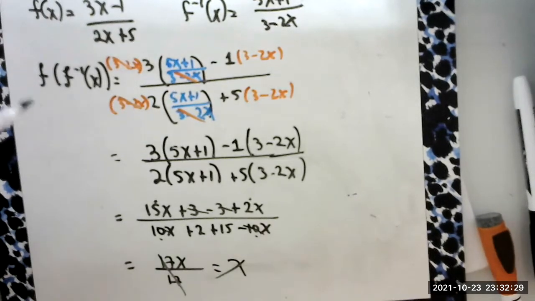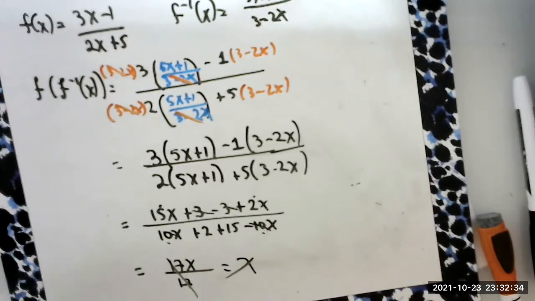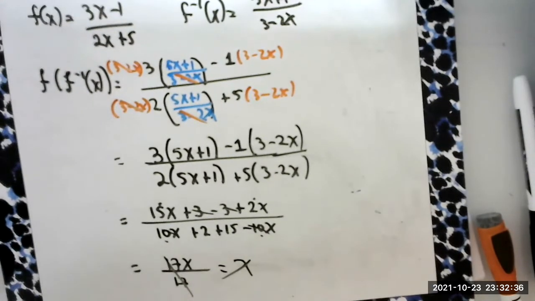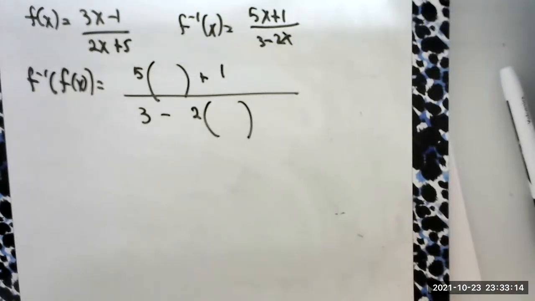Perfect. So if I do the composition f inverse of f of x, I also get x. Hopefully you were able to get that. It gets very messy, but I believe you can do it. Just a matter of being very careful with the signs. Ready to do the last one?